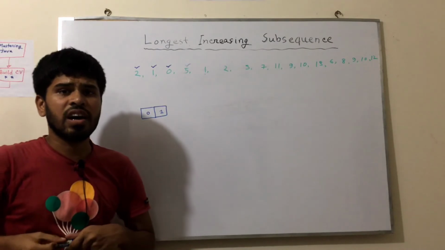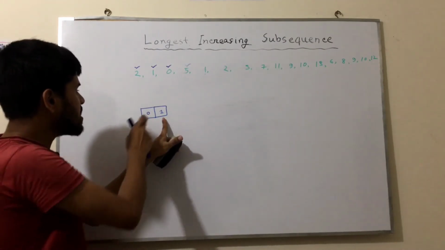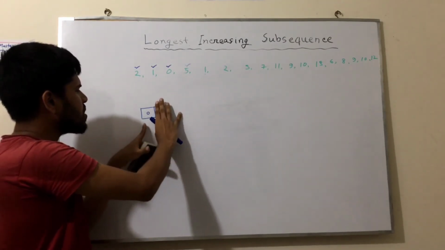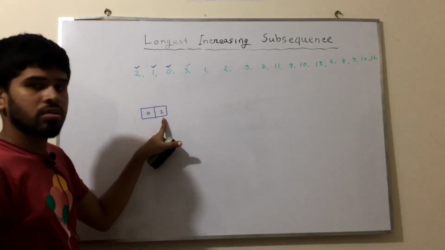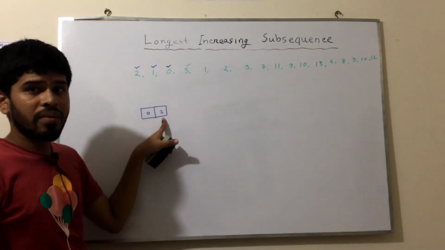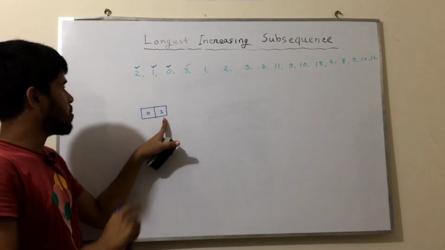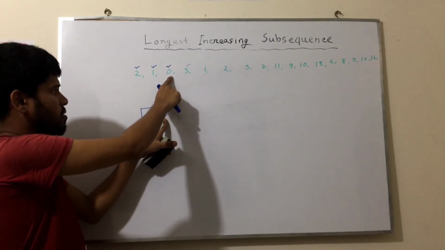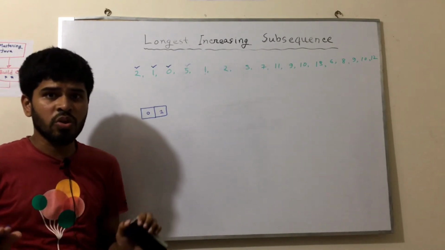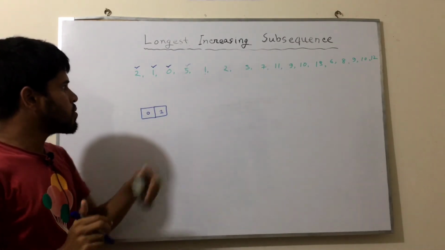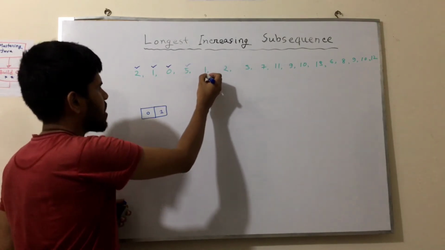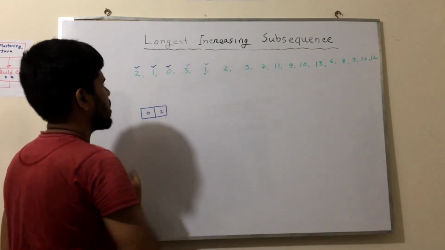What this 1 tells us is that on the left of 1 we have at least one element which is less than 1. We saw that we have at least one element, that is 0. This is not wrong. So we have updated this value 5 with 1 right here.